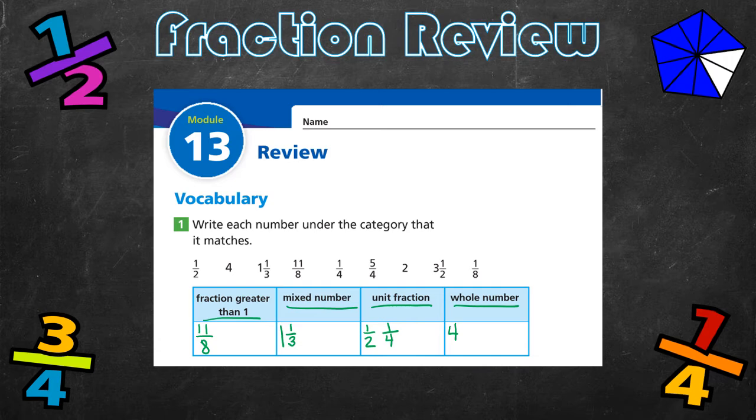5/4 is a fraction greater than 1. There's more parts than you need to make a whole. The number 2 goes in whole number. You don't have any additional fractions or parts left over. 3 1/2 goes in mixed number because it's a whole number and a fraction. And then 1/8 goes in unit fraction. It's 1 part out of 8. How did you do?